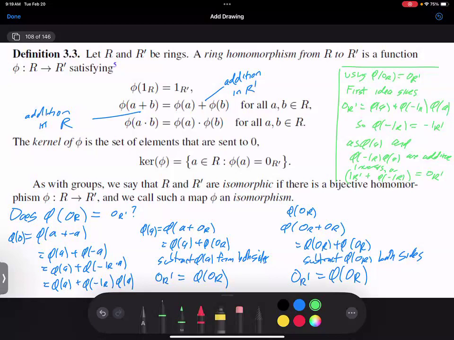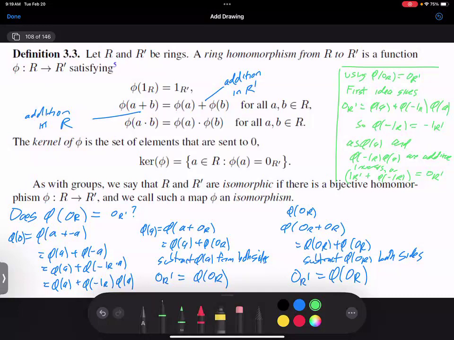Is the kernel ever empty? Is it possible that there's nothing in the kernel? Excellent. So we just showed that 0 is sent to 0, so we know the kernel is not empty. And then the question is, what else is sent to 0?